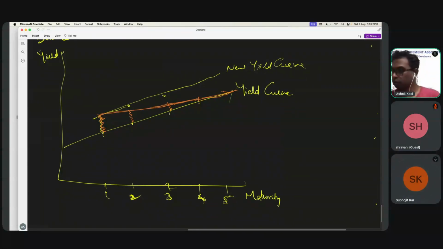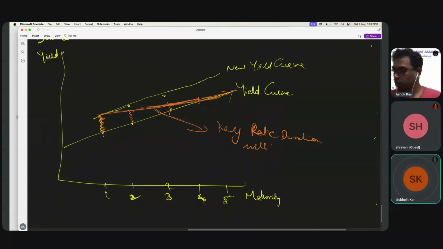Okay. So this is called key rate duration. That we will see. That topic is there. Key rate duration means it will capture the shaping risk. This is called shaping risk. The curve is taking a different shape, it is not parallel. So which is more realistic? It will capture shaping risk.